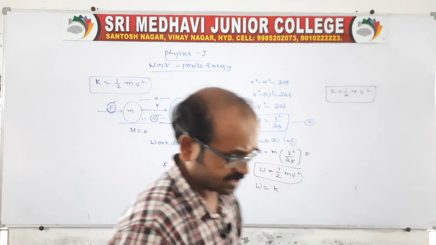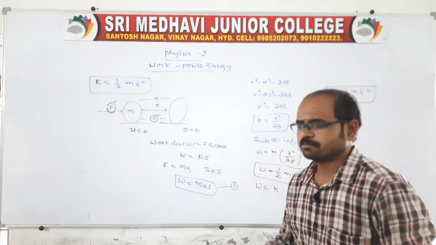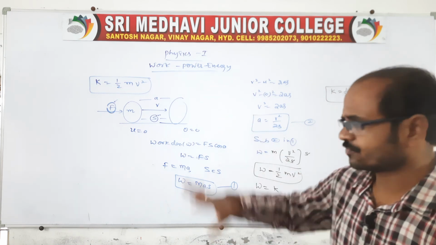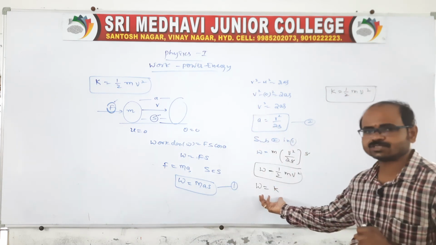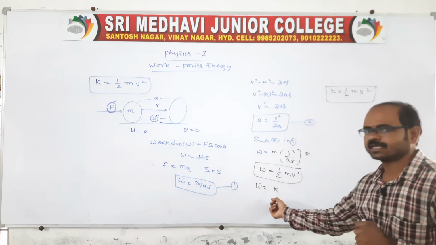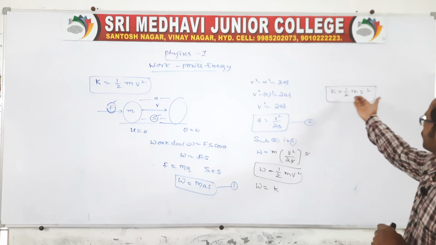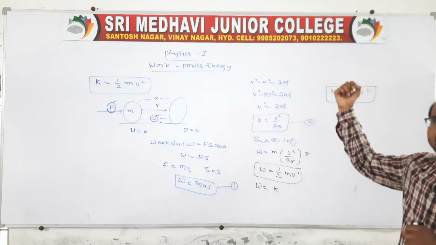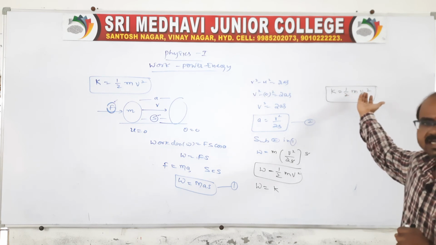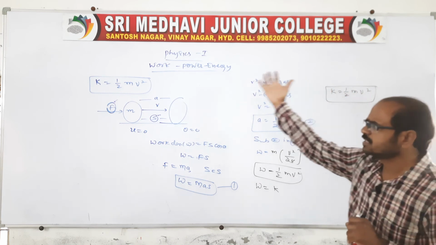I am sorry, this is the proof related to kinetic energy. The energy possessed by a body by virtue of its motion is the energy in the form of kinetic energy. That's what we can say: K is equal to half mv square, half mass into velocity square. Clear? So, you go through this.